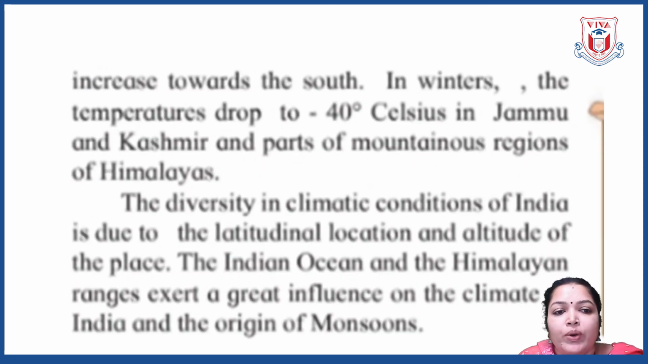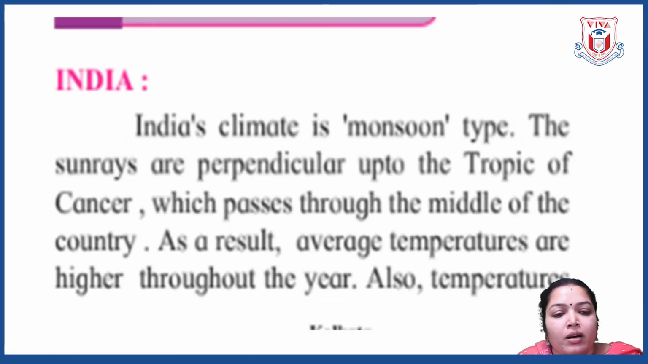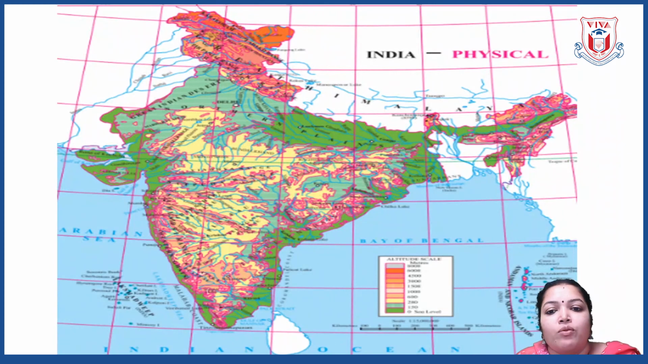In winters the temperature drops to -40 degrees Celsius in Jammu and Kashmir and parts of the mountainous region of the Himalayas. In the Himalayas we move far away from the equator, so here we will find low temperature. The temperature reduces because the Tropic of Cancer is passing from here. You can see the line of the Tropic of Cancer passing through here. As we cross the Tropic of Cancer, the temperature becomes lower and lower. As we move away from the equator, the temperature reduces.